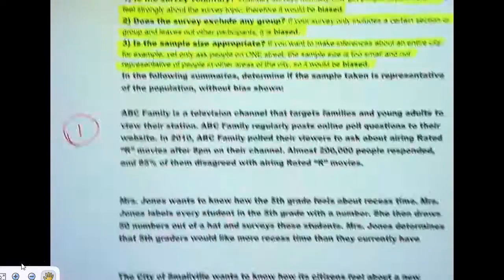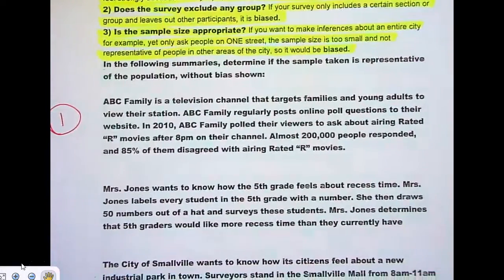So, ABC Family is not ABC Family anymore. I forget what it's called now. But, Freeform, that's right. Okay.